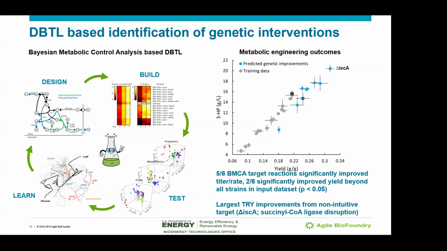In summary, the Bayesian Metabolic Control Analysis tool is a robust and reliable approach to improving titers, rates, and yields of bioproducts in various organisms. With this tool, we are well equipped to boost the efficiency and productivity of your engineered strains.